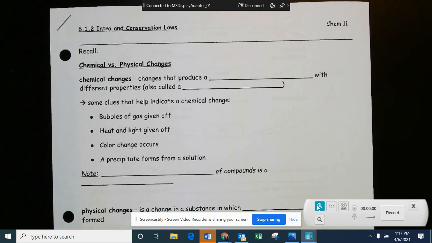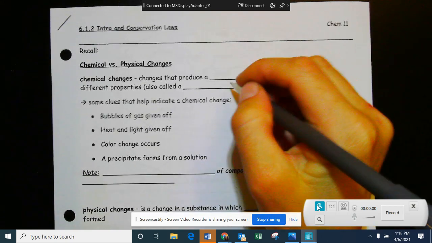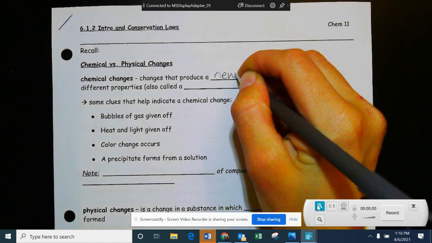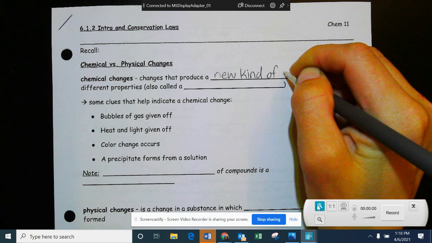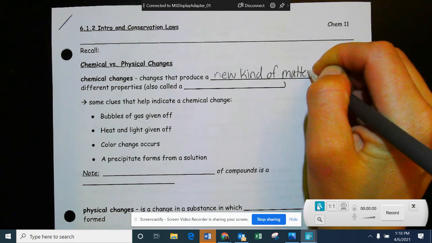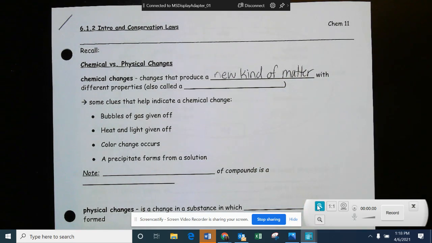All right, so chemical and physical changes are a little bit different. Chemical changes are something that produces a new type of matter, right? We kind of went over this a little bit at the beginning of the course, and that new kind of matter is going to have different properties.